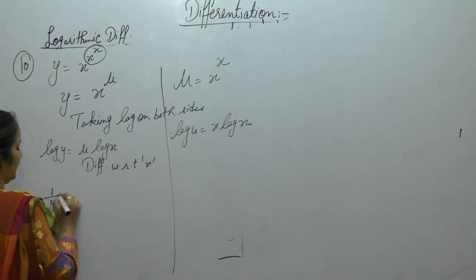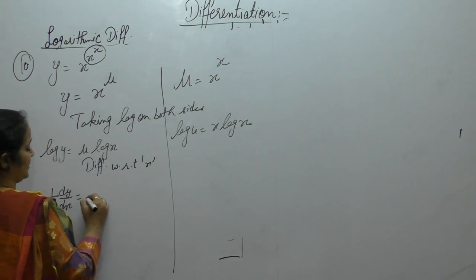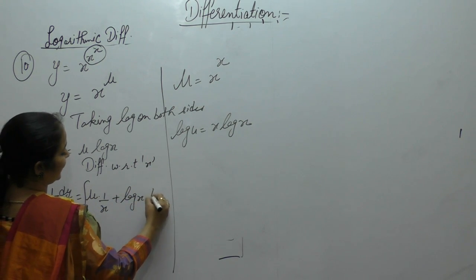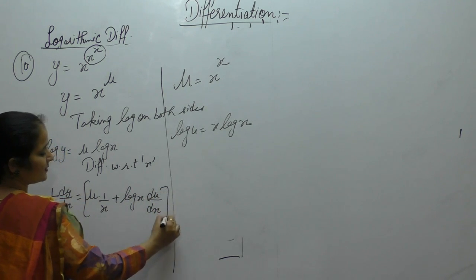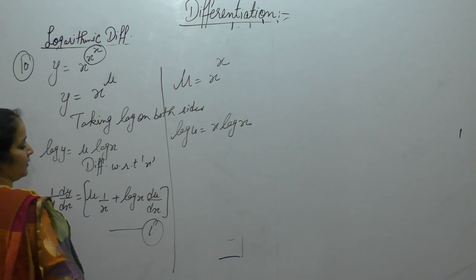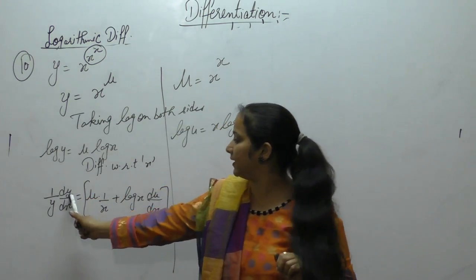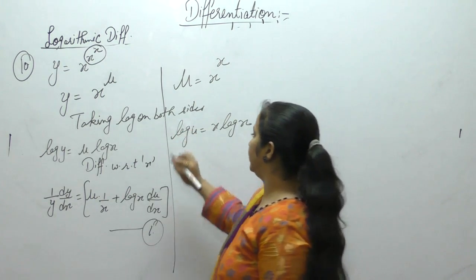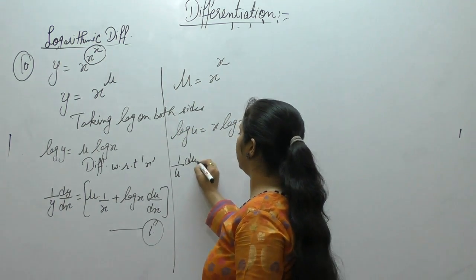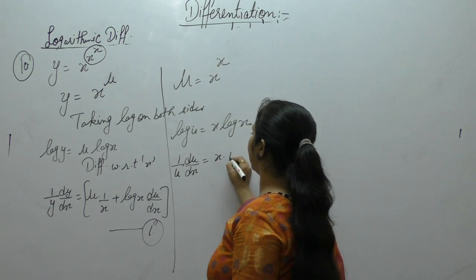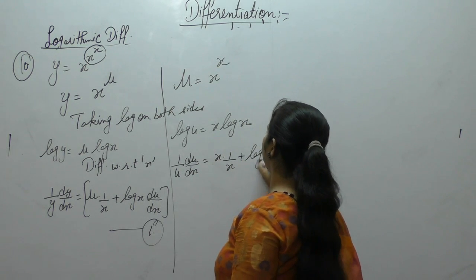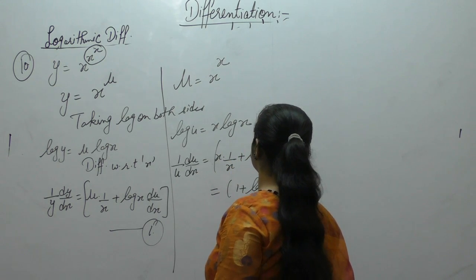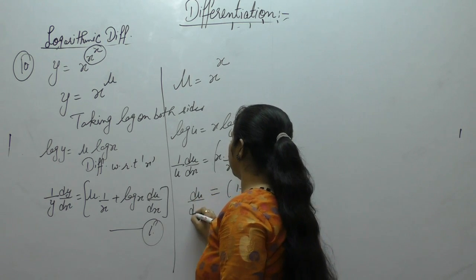Log y gives 1 upon y dy upon dx. First function, derivative of log x. Log x, derivative of du upon dx. Let this be equation 1, because here we want to find dy upon dx, the value of du by dx. We are solving this side. Differentiate: 1 upon u du upon dx. First, derivative of log x, derivative of x. So we get 1 plus log of x.